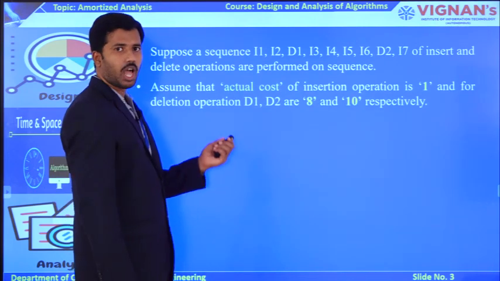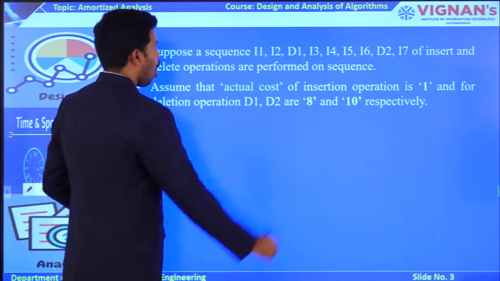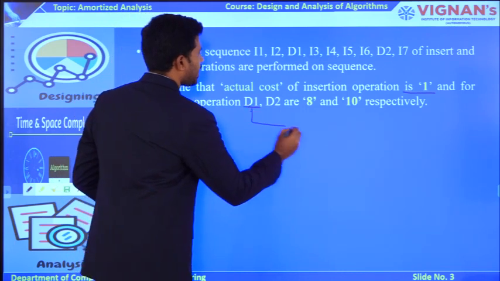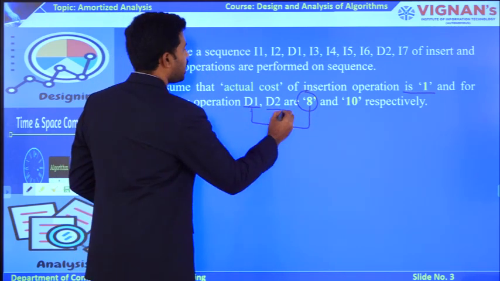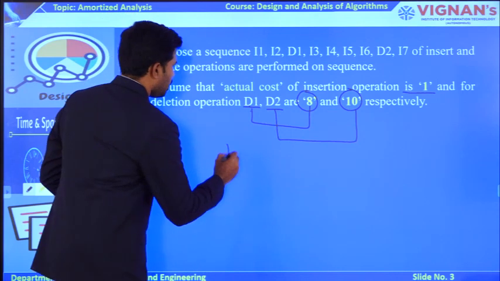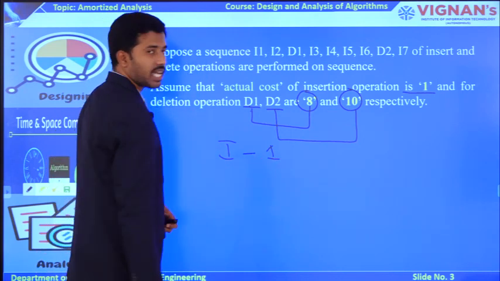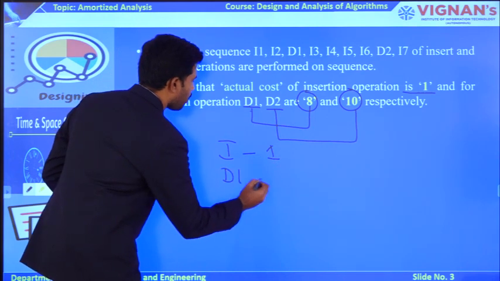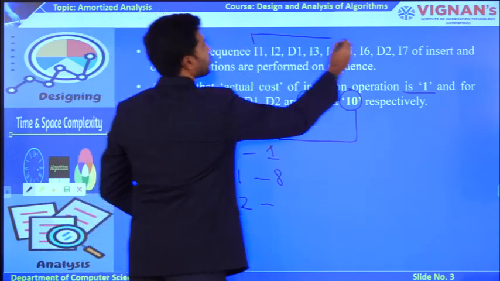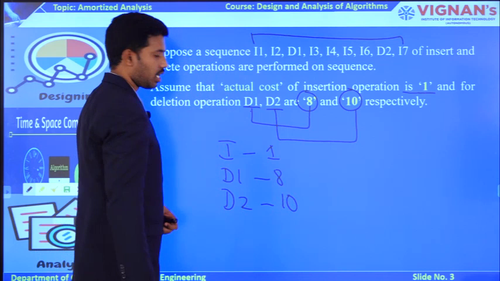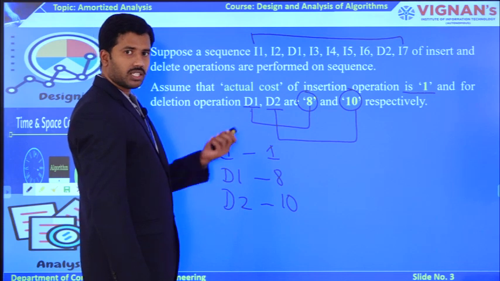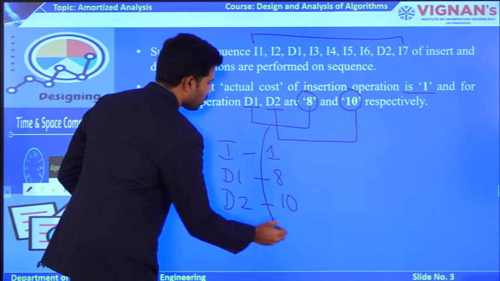In this example, I am assuming that the insertion operation takes actual cost as 1, and the first deletion operation takes actual cost as 8. The second deletion operation takes actual cost as 10. Insertion occupies actual cost as 1, the first deletion operation occupies 8 as actual cost, and to perform the second deletion operation in this sequence, it occupies 10 as actual cost. Now, can you tell me what is the total time complexity for this case if I follow these costs?